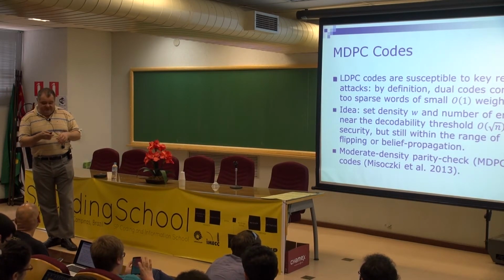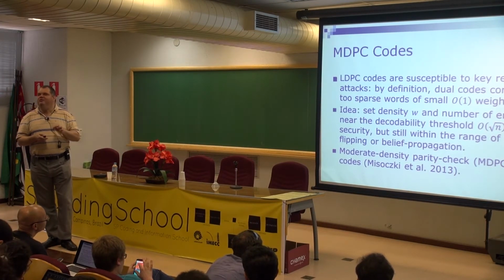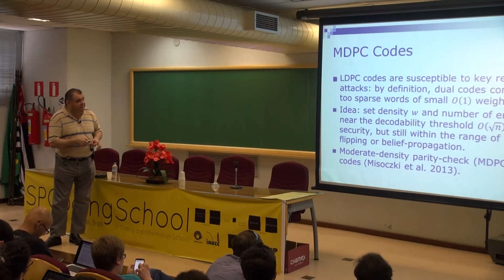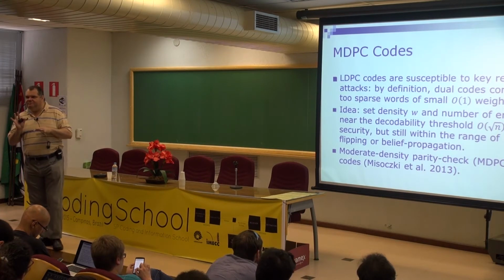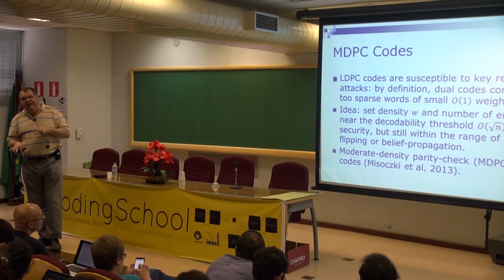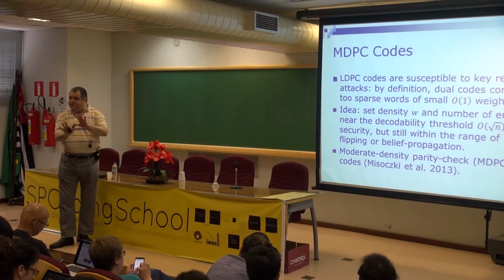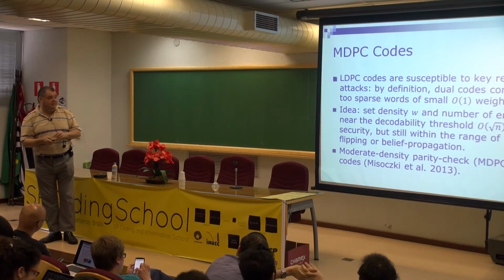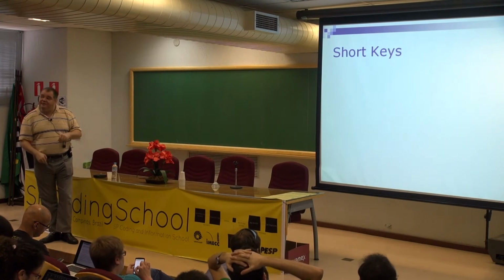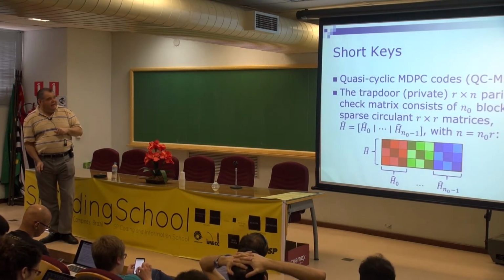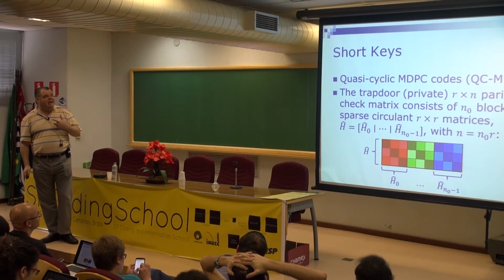So what we have here is not properly low density parity check codes, but moderate density parity check codes. It's low but not that low, high but not that high. It's just a Goldilocks zone for cryptographic applications. So, short keys. We can have quasi-cyclic MDPC codes.